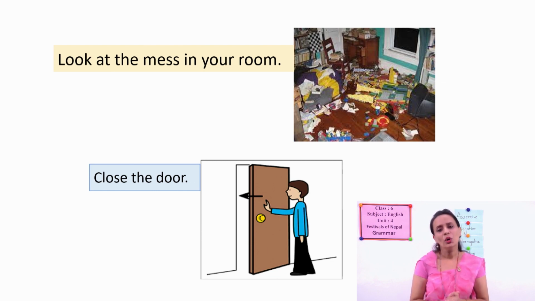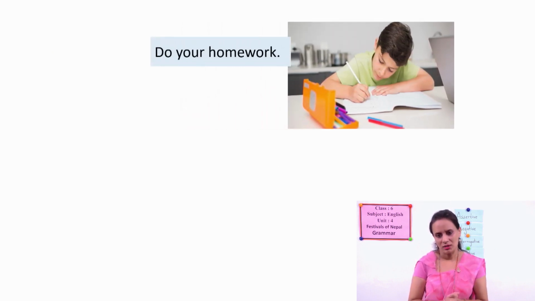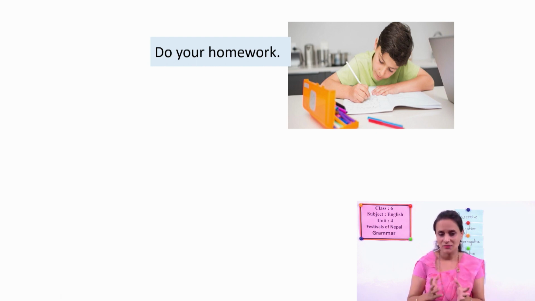Let's see more imperative sentences here. Now, "Do your homework." Someone is telling him to do his work. Do your homework. You can see the verb here is do. Okay, do your homework. And you know that this imperative sentence suggests or gives commands, isn't it? It gives commands.